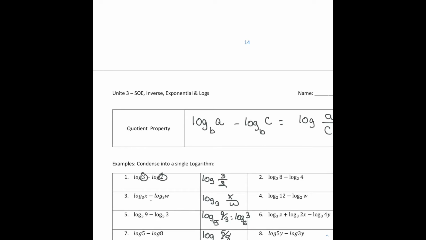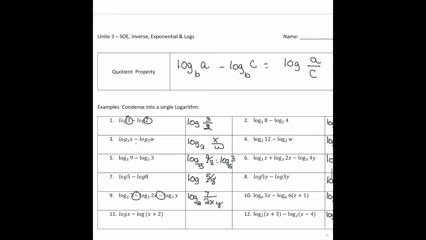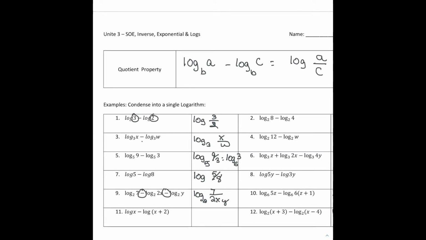Again, that's common log. It has a base of 10. This one would be log base 2, 7, and then everything that has a subtraction sign would go in the denominator. So this would be 2xy. And this would be log x over x plus 2.